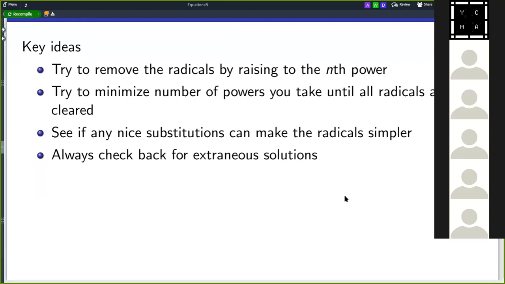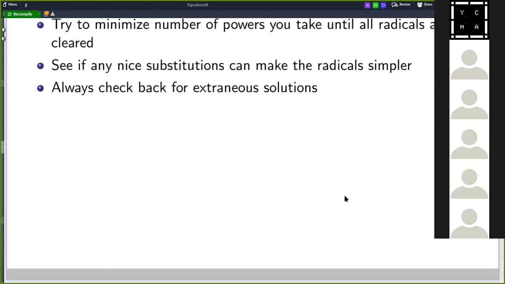And then always find nice substitutions. And finally, the problem with square roots is that they always have to be positive. So once you square stuff, you lose a tiny bit of information. So once you get all your solutions, you want to go back to check if they make sense in the original question. So without further ado, we'll get to our first question.